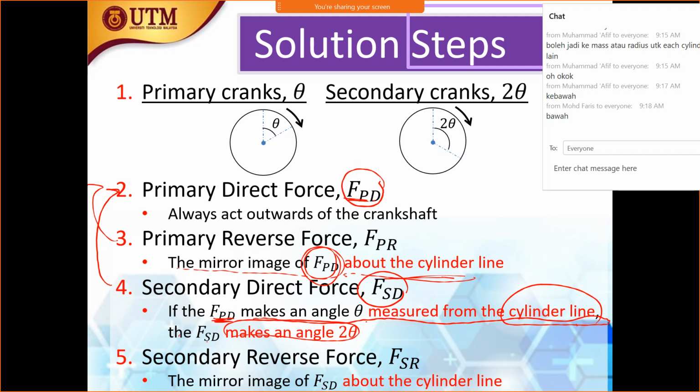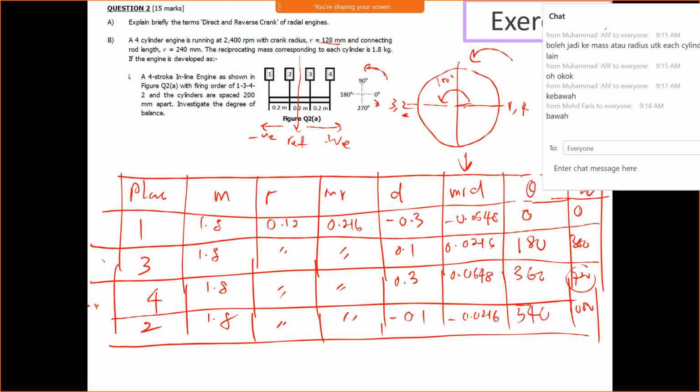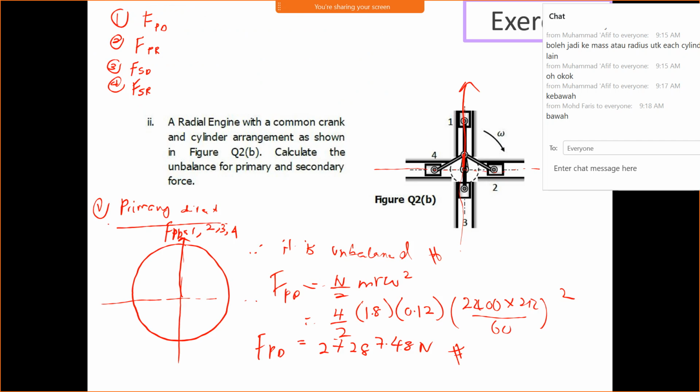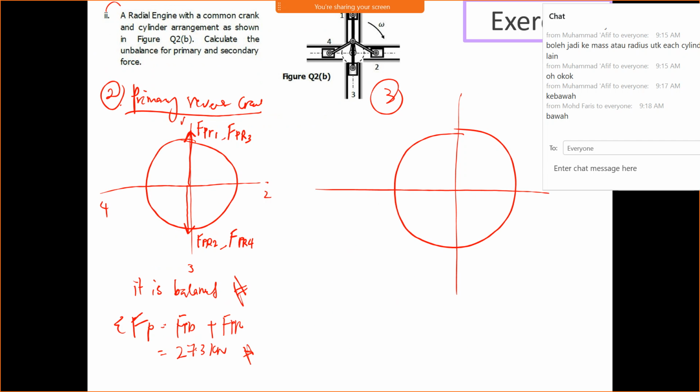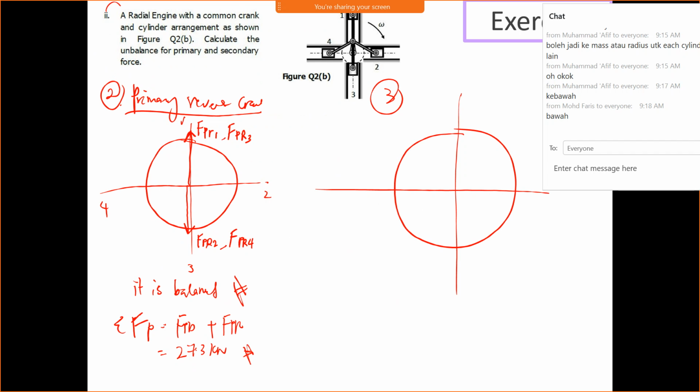So dekat mana dia buat, dia bagi 2 theta? So kita tengok, dia must be 2 theta, so dia must refer to FPD, isn't it? F primary direct. Kat mana F primary direct? Dekat sini. Semua kat atas. So dia mesti 2 theta from cylinder line. So number 1 of course kat atas lah. Same. So F secondary direct 1 kat atas. Okay, and then number 2.